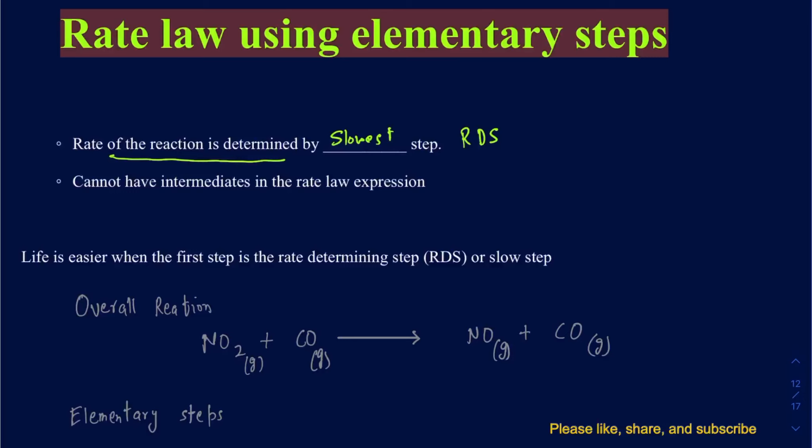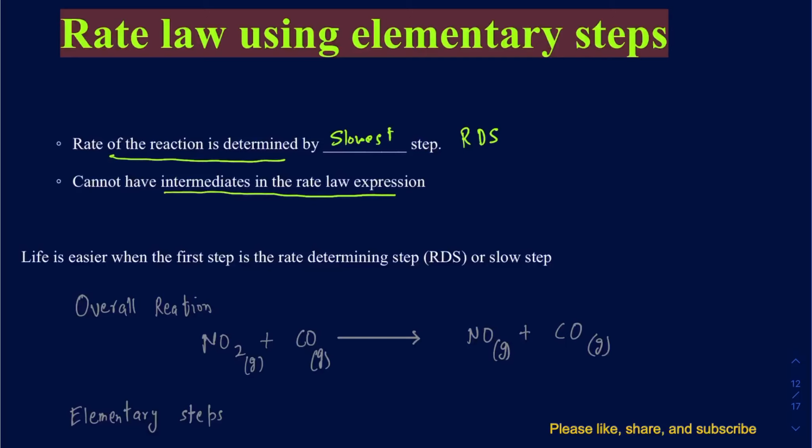Also, make sure you never have the intermediates in the rate law expressions, and be able to figure out what your intermediates are and not have those in the rate law expressions. You can, however, have the reactants, you can even have the products in the rate law expression, and you can even have the catalyst, but you cannot have the intermediates.